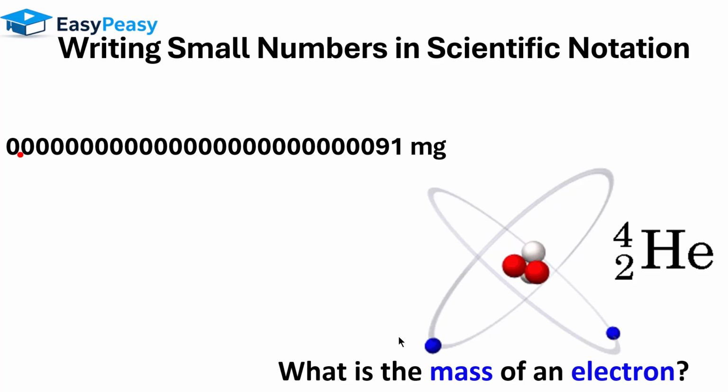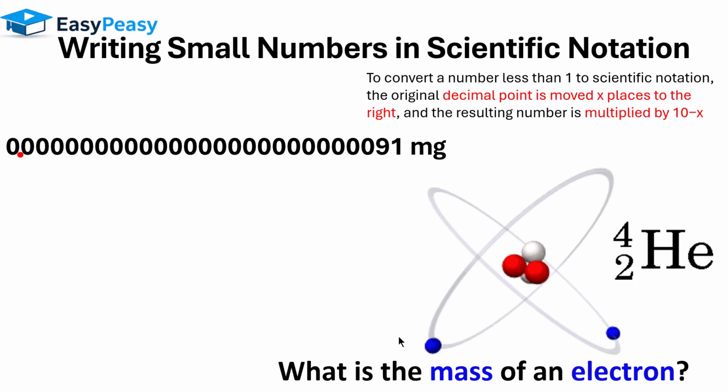Let's convert it into scientific notation. Now, the first rule of scientific notation is that the value should land between 1 and 10. So the rule says to convert a number less than 1 to scientific notation, the original decimal point is moved x places to the right and the resulting number is multiplied by 10.